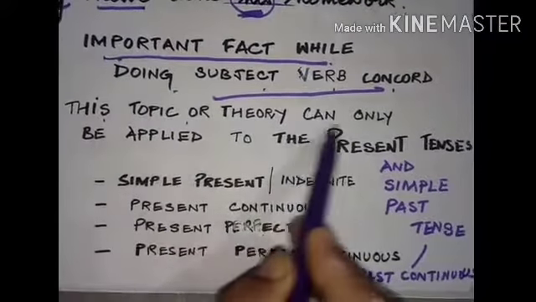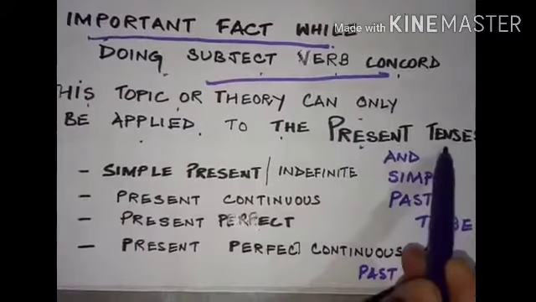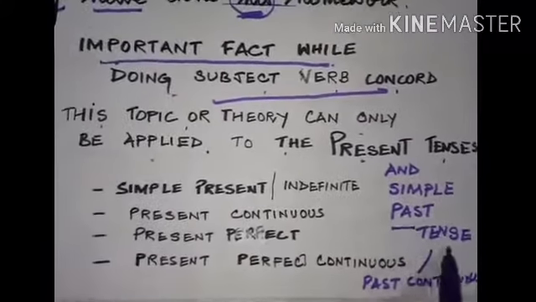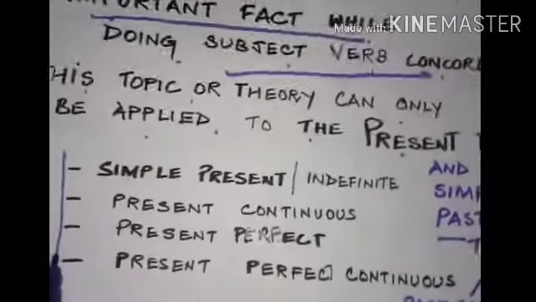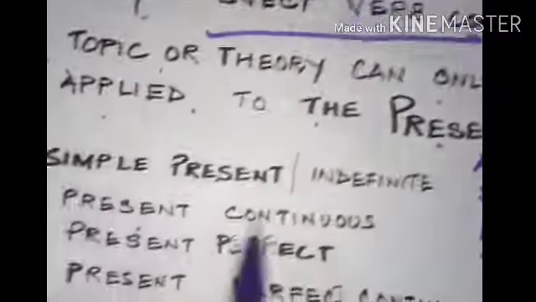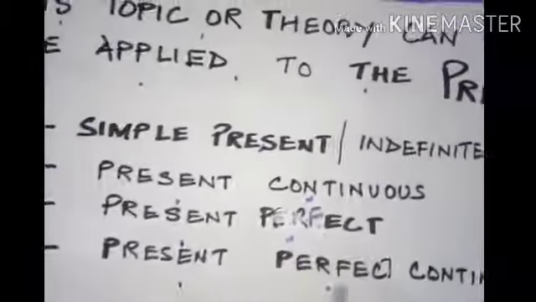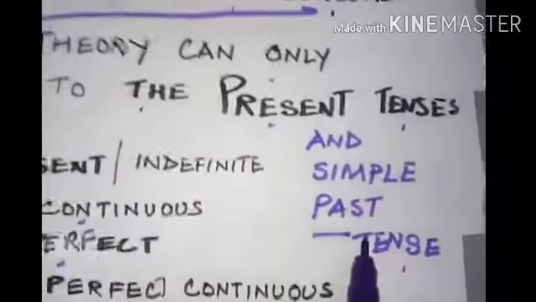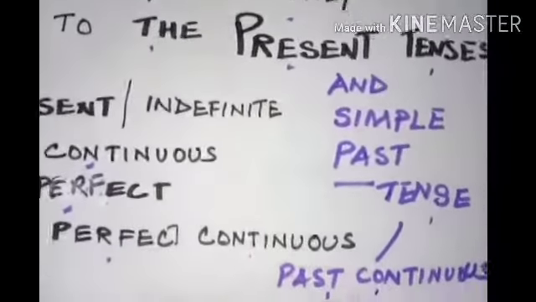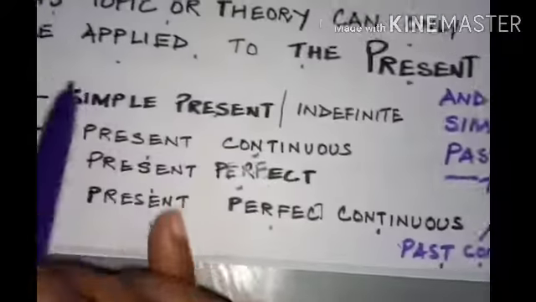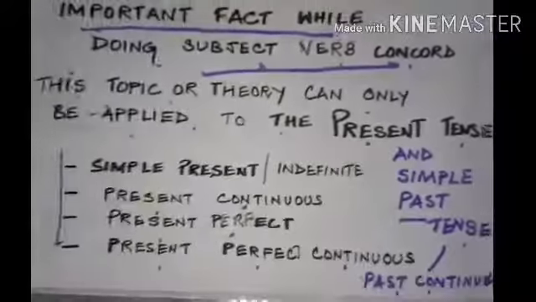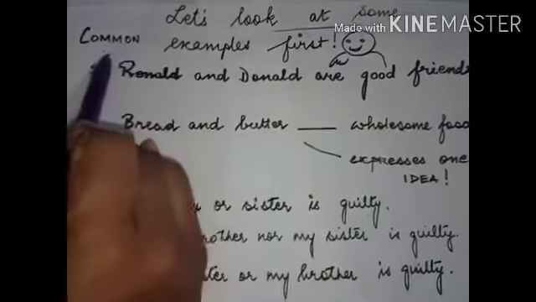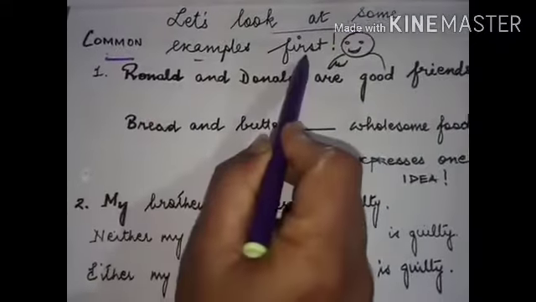This topic or theory can only be applied to the present tenses and simple past and past continuous tense. So we know there are four present tenses: simple present, present continuous, present perfect, and present perfect continuous, and then simple past and past continuous. We can apply the theory of subject and verb agreement. Now let's look at some common examples first.